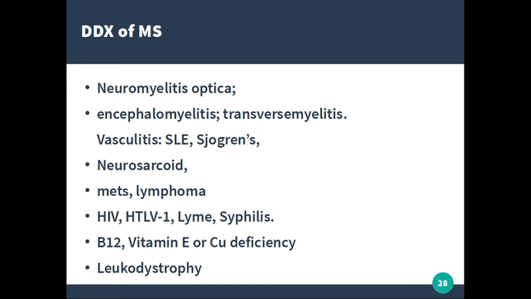The differential of MS would be neuromyelitis optica, encephalomyelitis, for example by viruses, or transverse myelitis in the spine. We can get a vasculitis, we can get a metastasis or a lymphoma to the brain, we can get infections like HSV, HIV, HTLV-1, syphilis, neurosyphilis, B12 deficiency, vitamin E deficiency, and leukodystrophy.